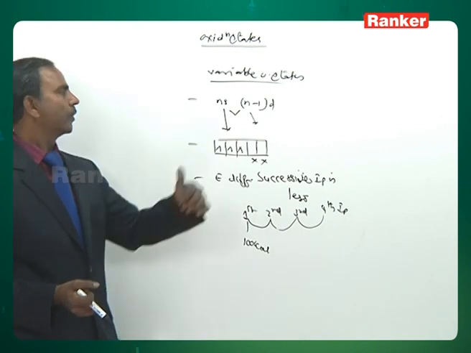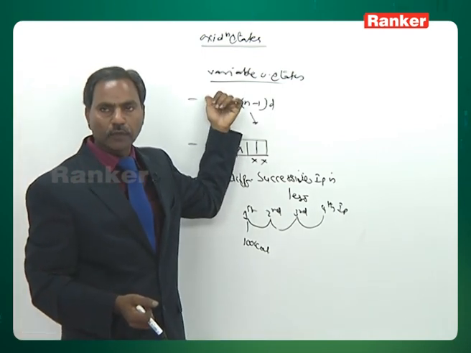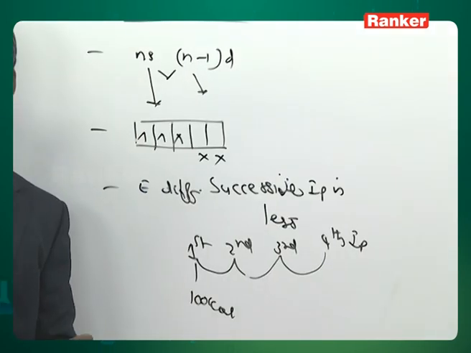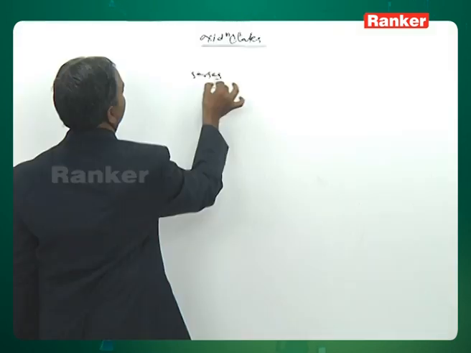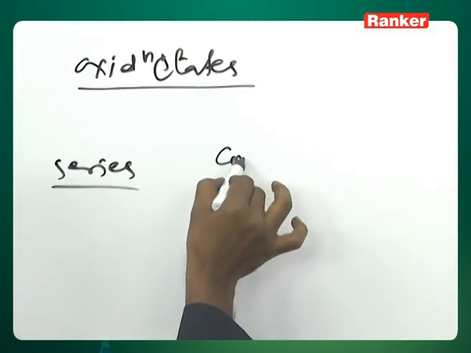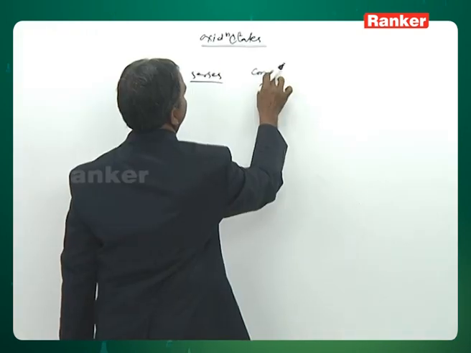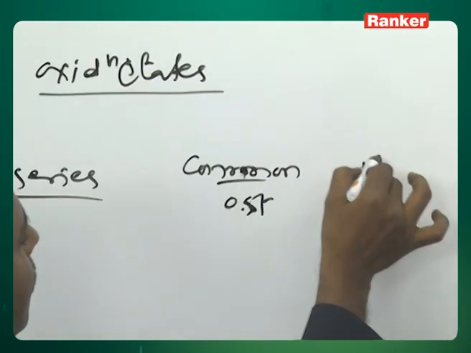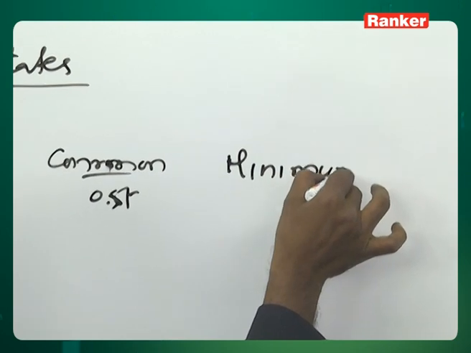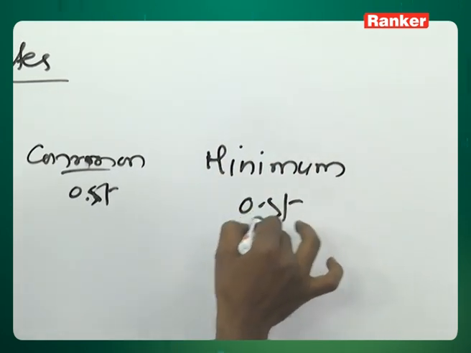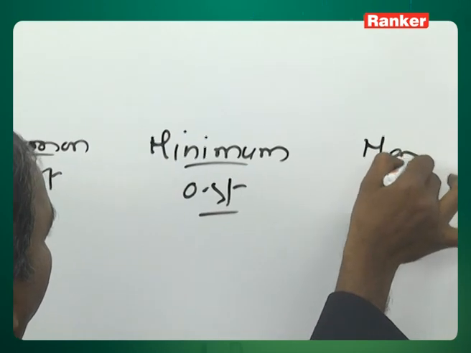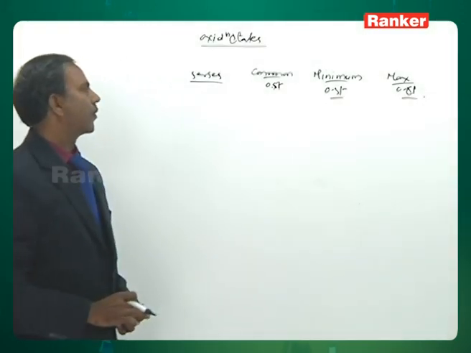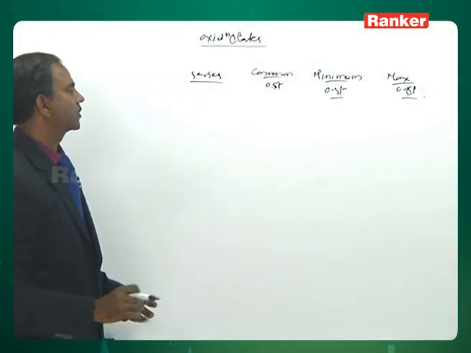Now, let me show in each series, 3D series, 4D series, 5D series, what is the common oxidation state, what is the minimum oxidation state, and what is the maximum oxidation state. Series, common oxidation state, minimum oxidation state, and maximum oxidation state.